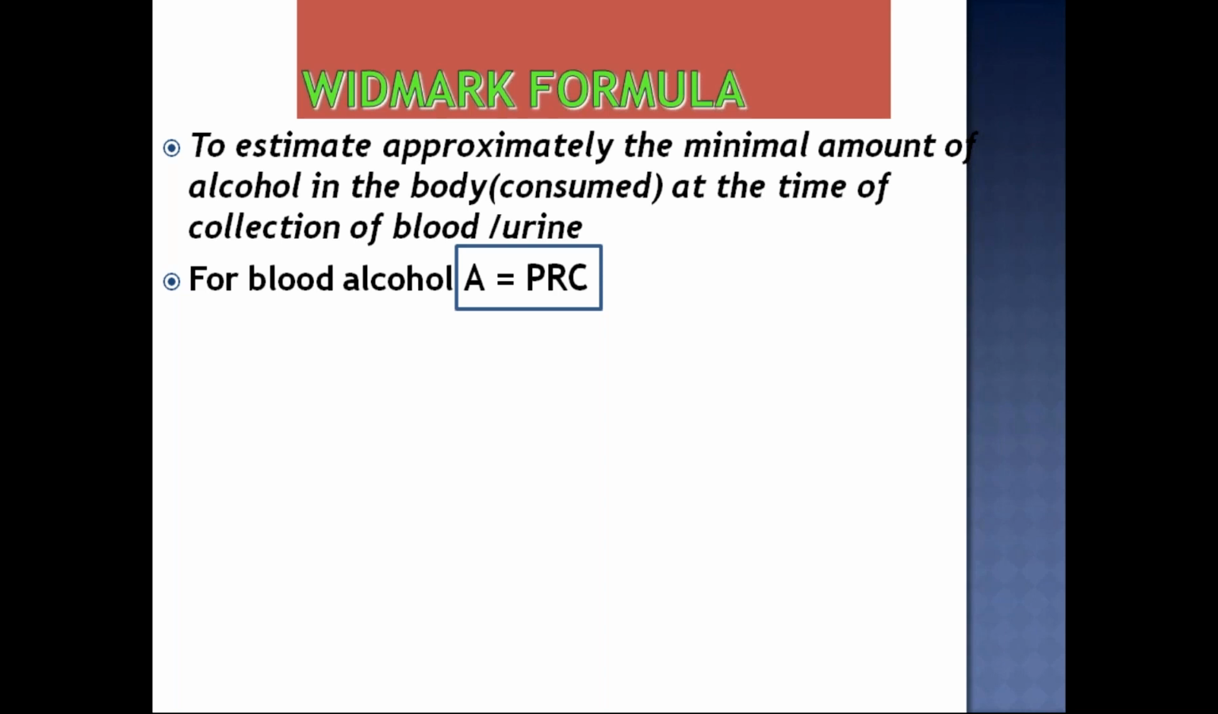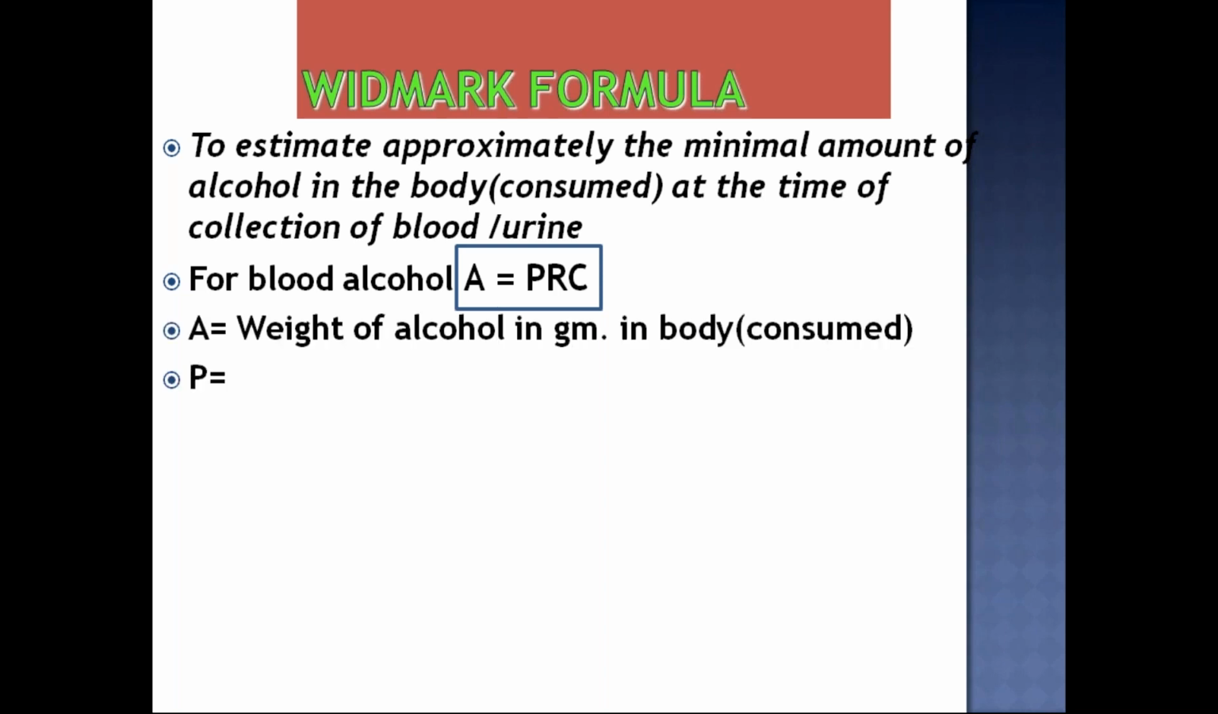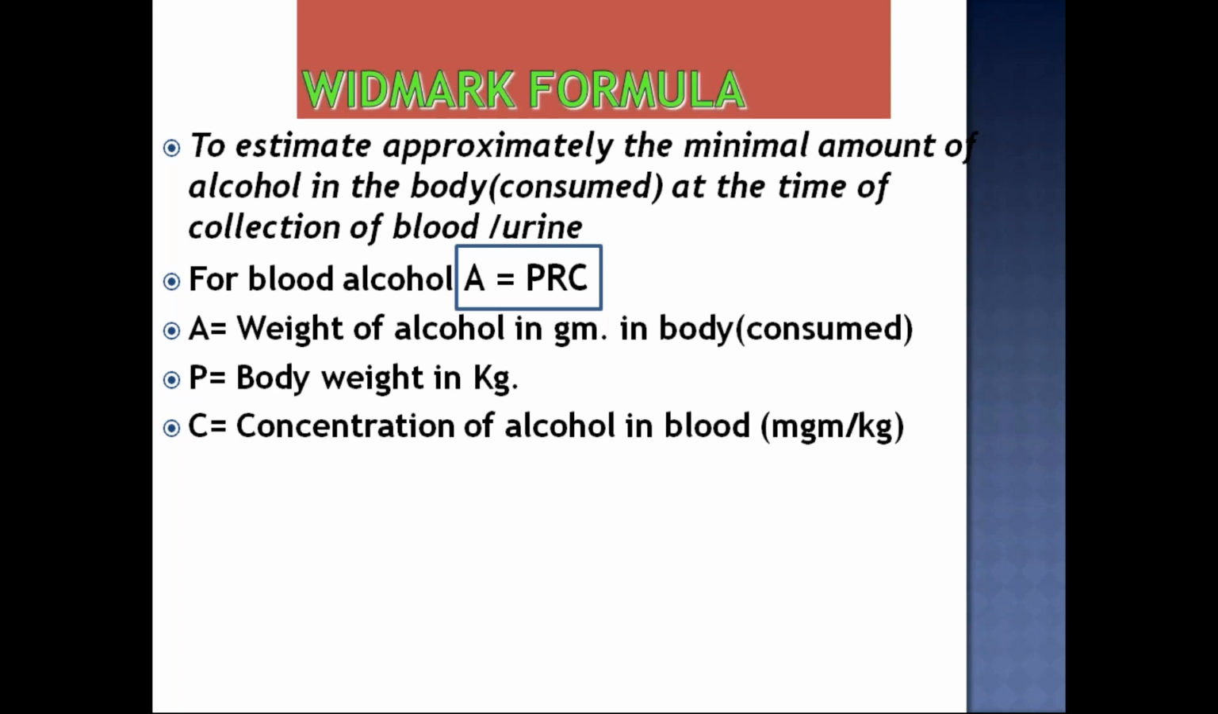So this is Widmark's formula. Widmark's formula is to estimate approximately the minimum amount of alcohol in the body consumed at the time of collection of blood or urine. So this is a crude method of calculating the blood alcohol concentration. It is to estimate the amount of alcohol in the body at the time of collection of blood. So the formula is A is equal to PRC.